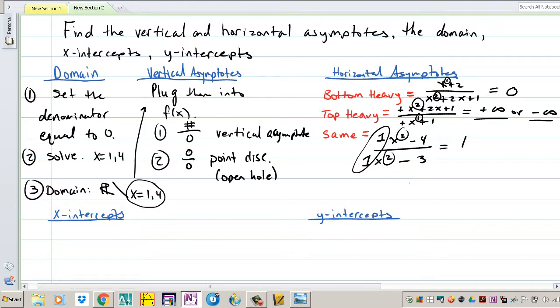Here's another example just to make sure that you get it. 2x squared minus 4x minus 9 all over 6 minus x minus x squared. Do I have the same degree top and bottom? I have a 2, that's my highest power. In the bottom, my highest power is also 2, so I'm going to take these two numbers, 2 divided by negative 1, and that gives me negative 2. So that is my horizontal asymptote when I have same degree.